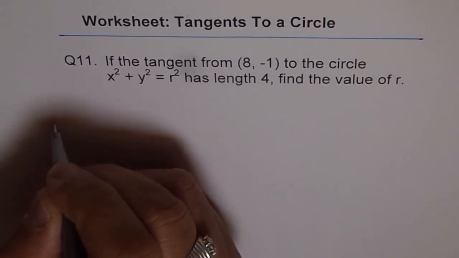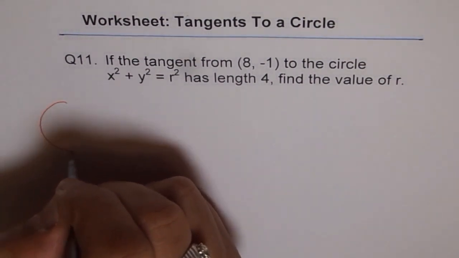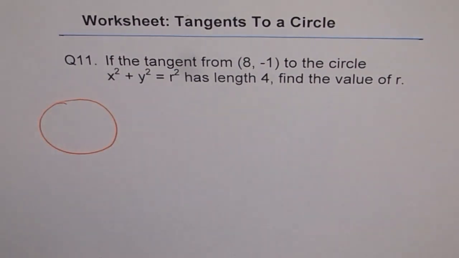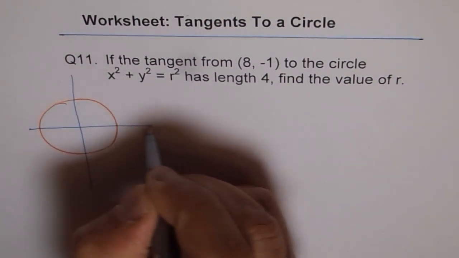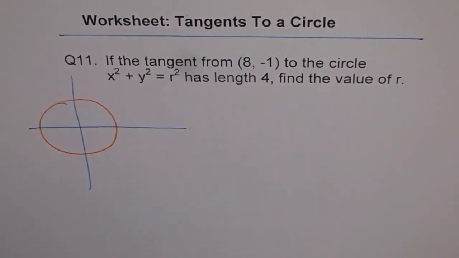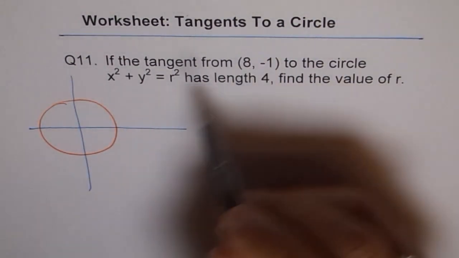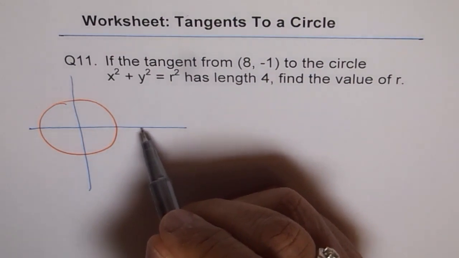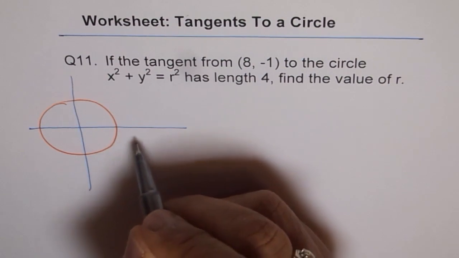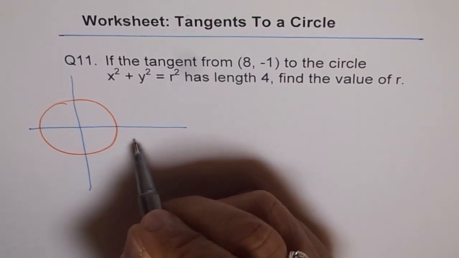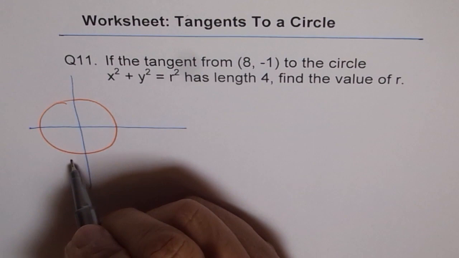Let's first sketch this and get an idea of what's going on. Let's say this is our circle, and let's make a coordinate axis, with the x coordinate and the y coordinate. Now, what do we have? A tangent from (8, -1) to the circle. The point has to be outside the circle, so (8, -1) will be here. We can draw a tangent from here to the circle.